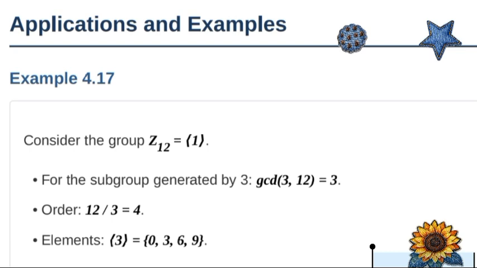Consider the integers modulo 12, subgroup generated by 3. Since the GCD of 3 and 12 equals 3, the subgroup generated by 3 contains 4 elements. Thus, the subgroup generated by 3 is 0, 3, 6, and 9.